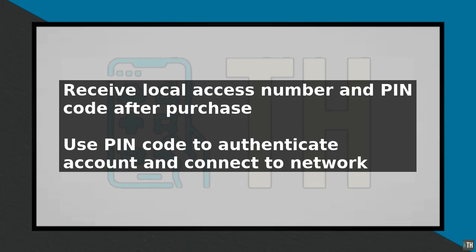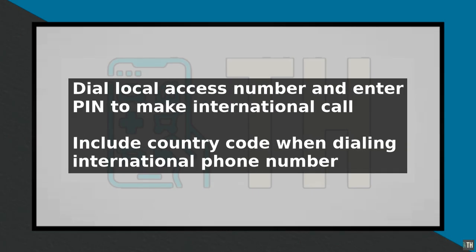Once you are connected to Rebtel's network, dial the international number you want to call, including the country code. For example, if you want to call a number in the United Kingdom, you would dial 44, followed by the rest of the phone number. One of the key benefits of using a Rebtel calling card is the ability to make cheap international calls.